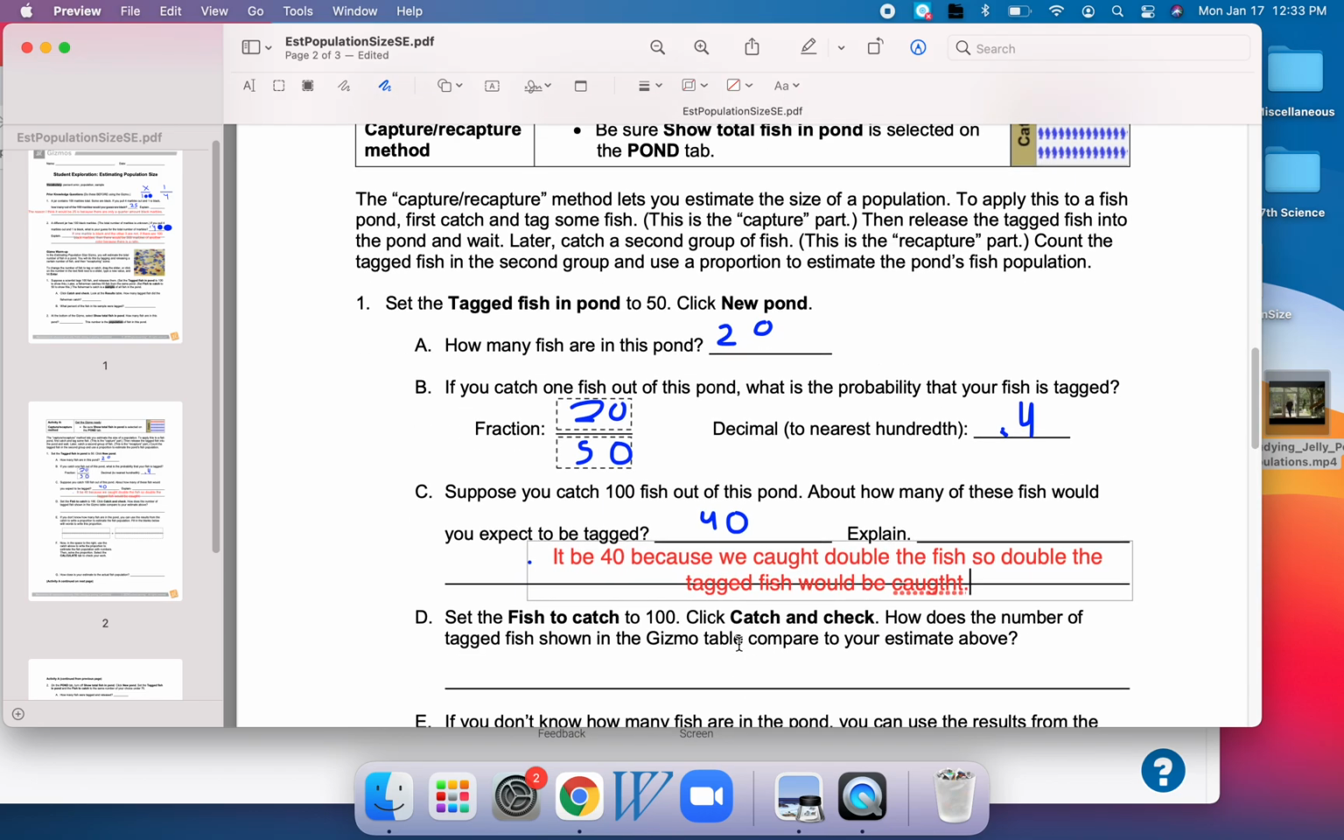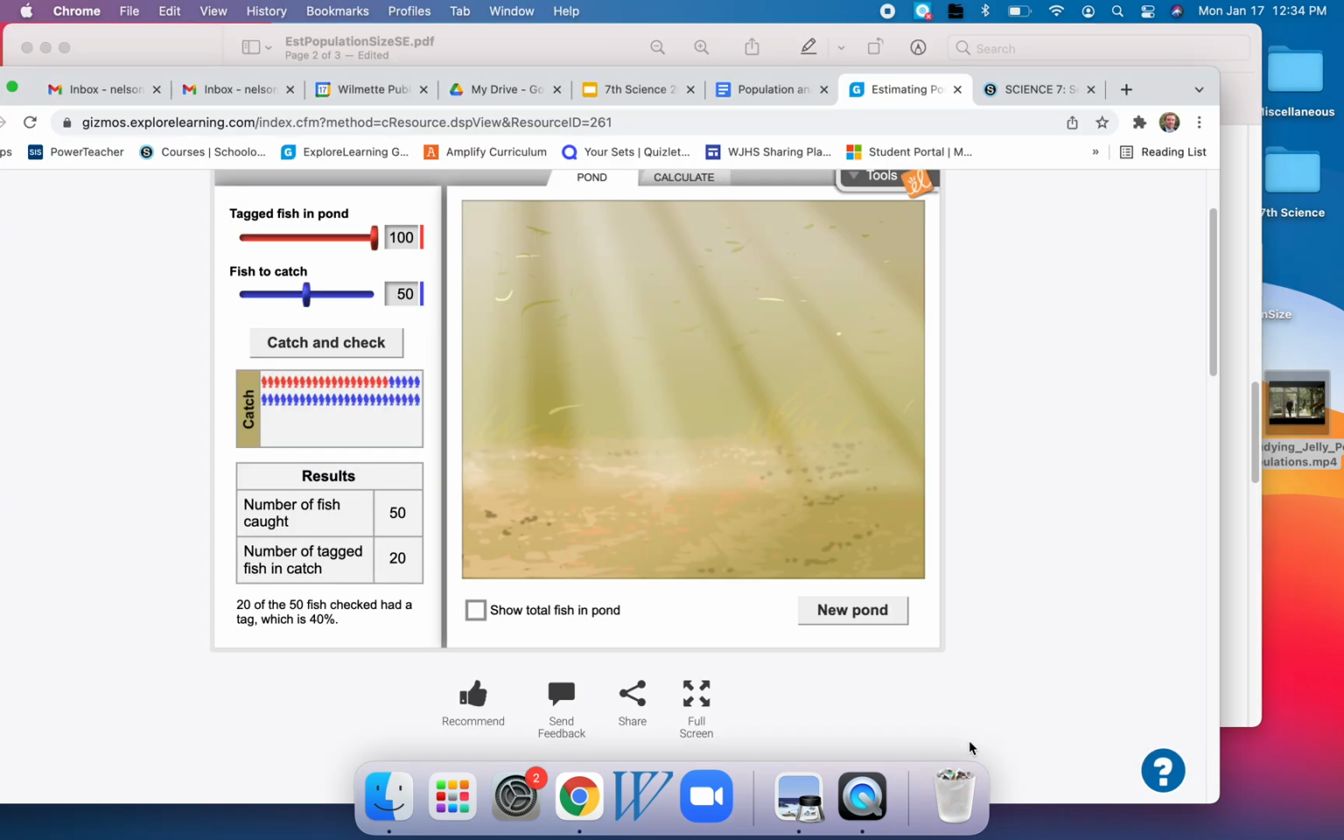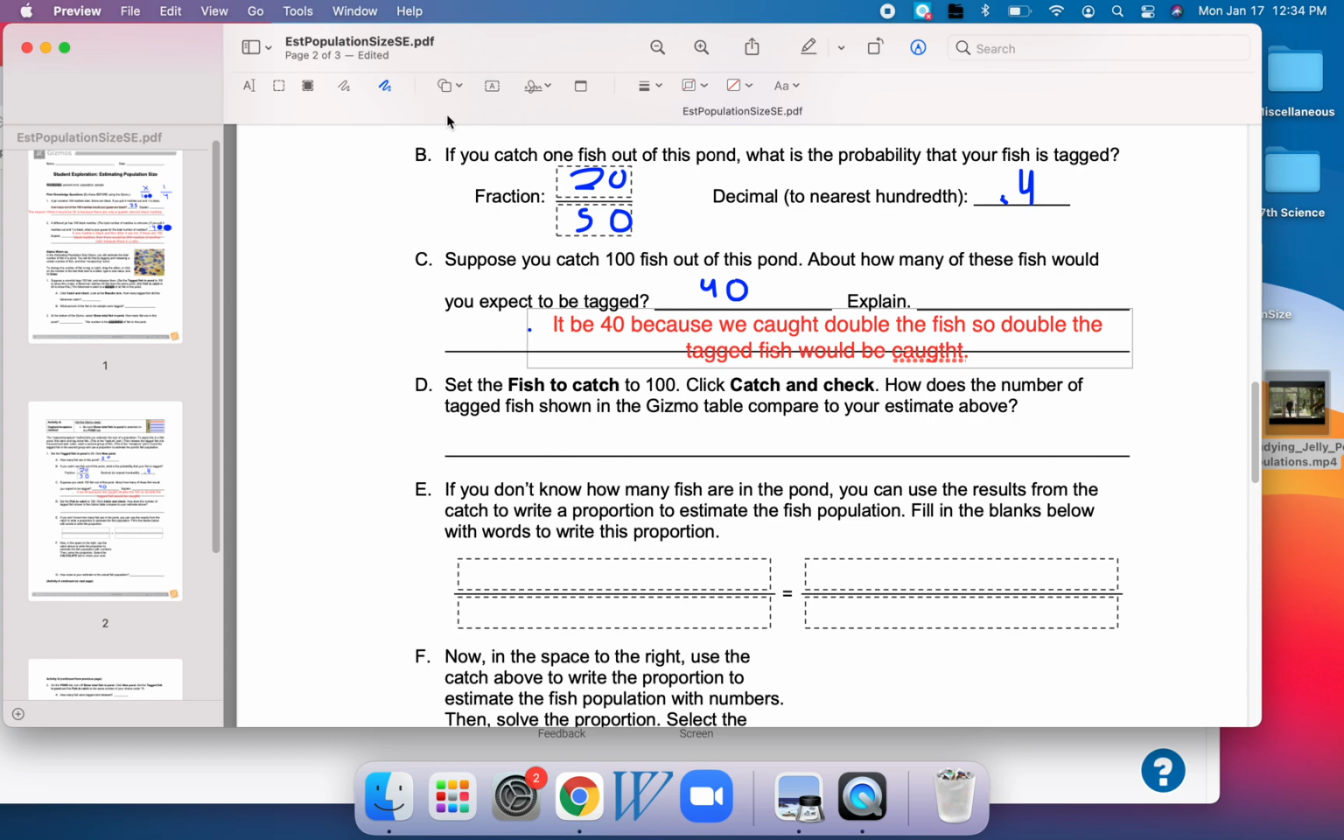All right, set the fish. Now I want you guys to work it out. Set the fish catch to 100. Check. Does the number of tagged fish go with our estimate? Let's redo it and set it up. Do we get 40 now? That's what we were expecting. We got 36, so it's 36%. I would say no.